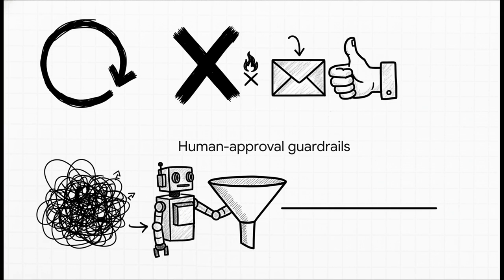Fix infinite loops by setting strict iteration limits in your orchestrator. Fix the guardrail issue by simply adding a human approval step before the agent is ever allowed to execute sensitive actions, like actually hitting send on an email. And fix garbage output by just taking the time to write crystal clear, unambiguous prompts.